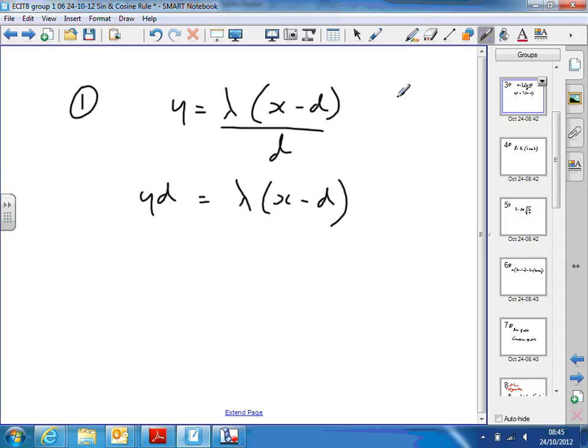Yeah, but before I can do that, what am I going to do about that bracket? Yeah, get rid of the bracket first. Multiply out the brackets next. yd equals, multiplying out the bracket means that everything inside the bracket, the x and the minus d, has got to be multiplied by what's outside the bracket, lambda in other words. So I get lambda times x minus lambda times d. Next.